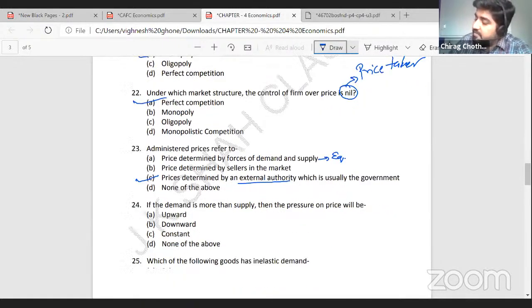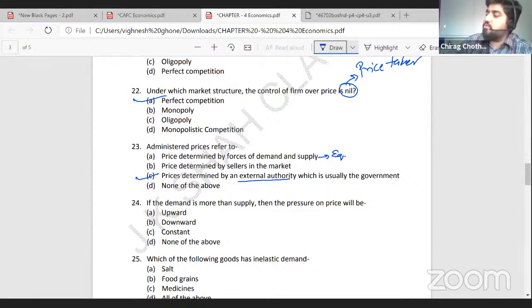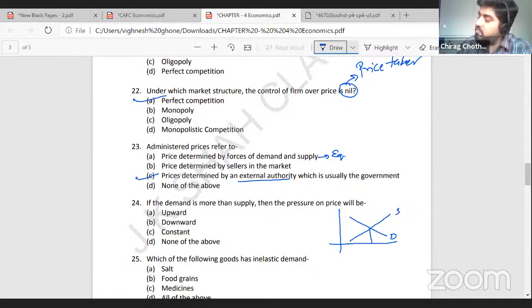Okay. Next one, if the demand is more than supply, the pressure on price will be dash. How do you solve this? By drawing the demand curve and supply curve. So this will be our demand curve, and this will be our supply curve. What is happening to our equilibrium price and equilibrium quantity, that we need to know. So this is our equilibrium price and quantity. Let's look at the influence of demand. If demand is more than supply, if demand increases, what happens to equilibrium price and equilibrium quantity? The pressure on price will be upwards. It increases. Clear on this one, guys?